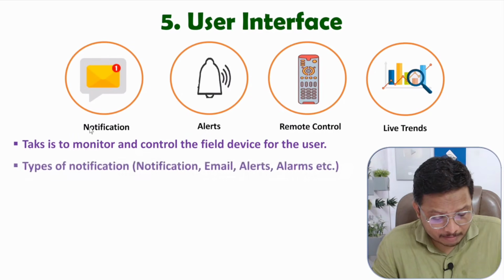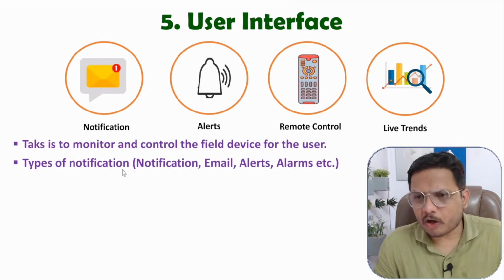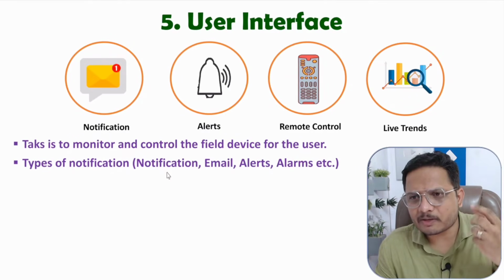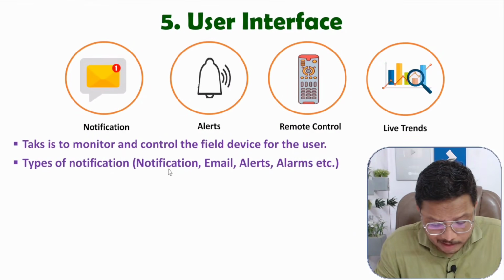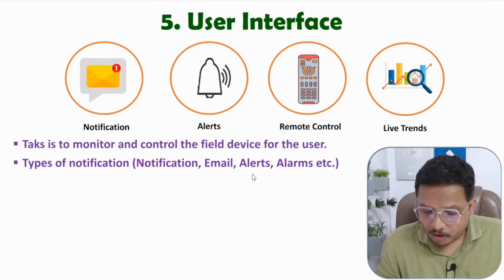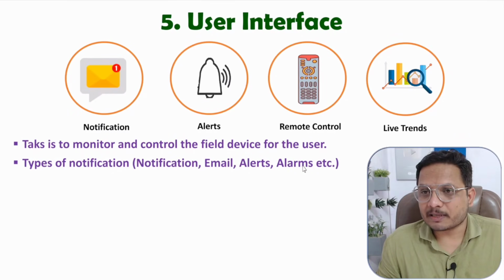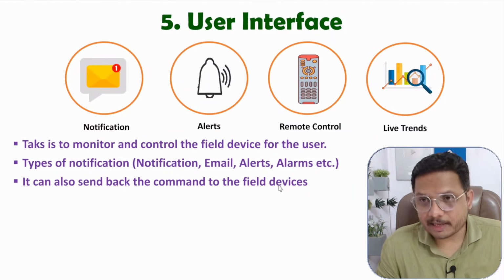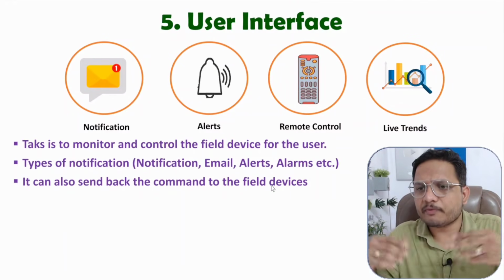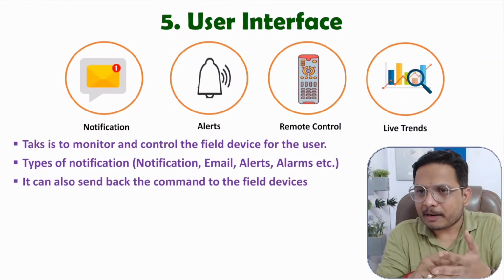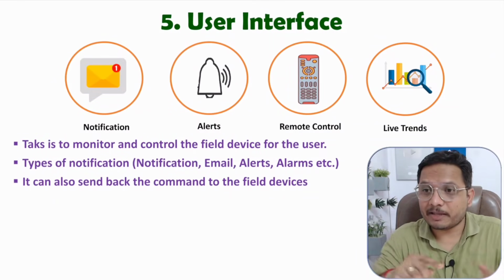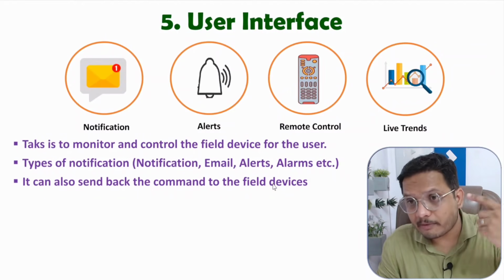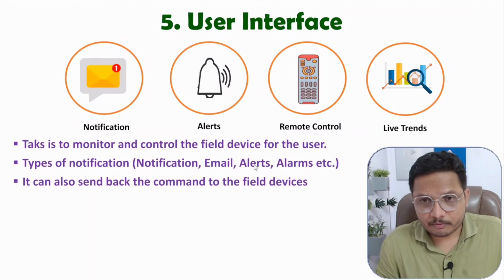And for that, there can be varieties of notification, like the normal notification that we all know, like if some application is giving you a notification on your device, so that is a normal app notification. But notification can also be provided with the use of emails. It can also be provided with the use of alerts and alarms, right? Here, it can also send back commands to the field devices. By giving a command directly, you can control the application. So manual control is also provided here. Automatic control is there, but manual control can be given by the user with the use of the application.